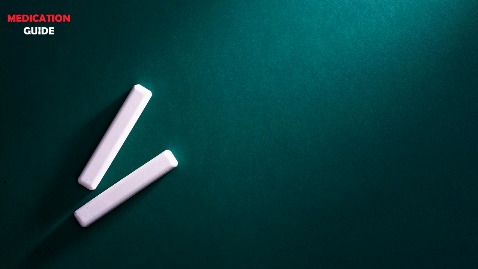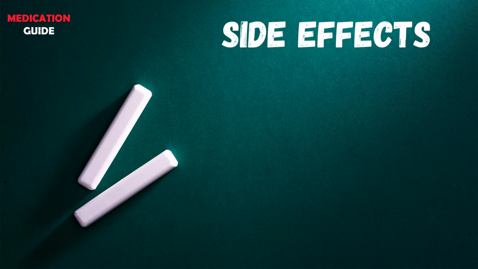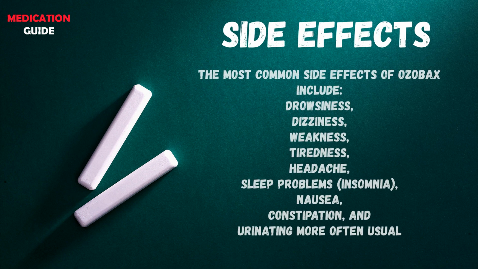What are the side effects of OZOBAX? The most common side effects of OZOBAX include drowsiness, dizziness, weakness, tiredness, headache, sleep problems, nausea, constipation, and urinating more often than usual.